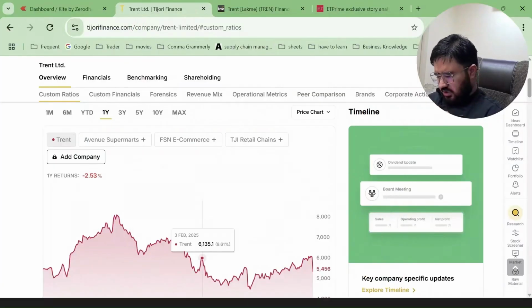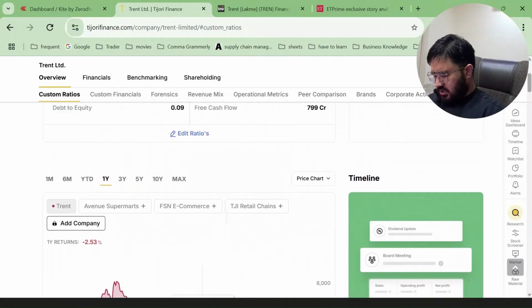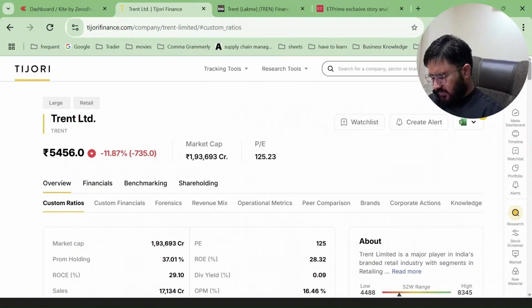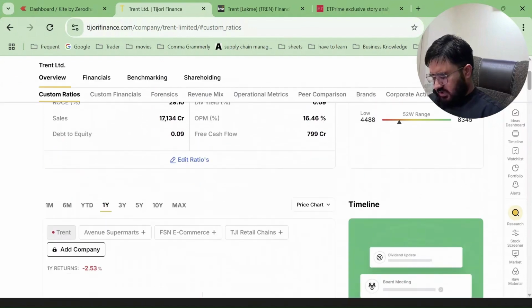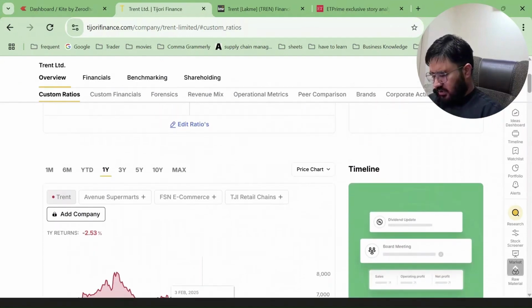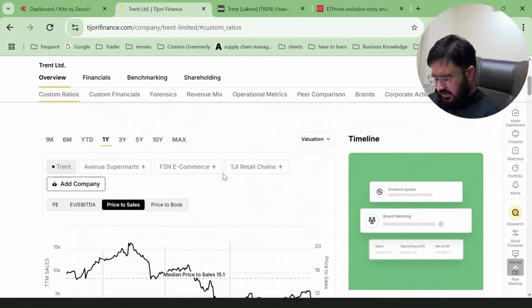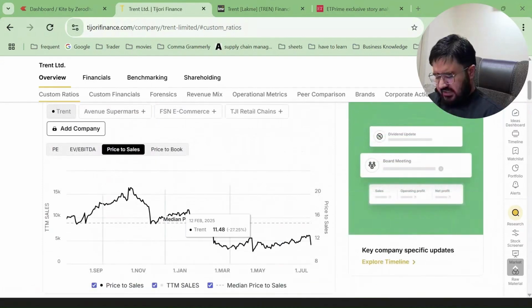Let's go over here directly, and we'll be taking an example of Trent, and let's see if it is expensive or if it is cheap. So we'll land on this page. We'll be comparing on the basis of 1 year time frame. Okay. Now let's go to valuations, and we need price to sales. So let's see how much it is currently.